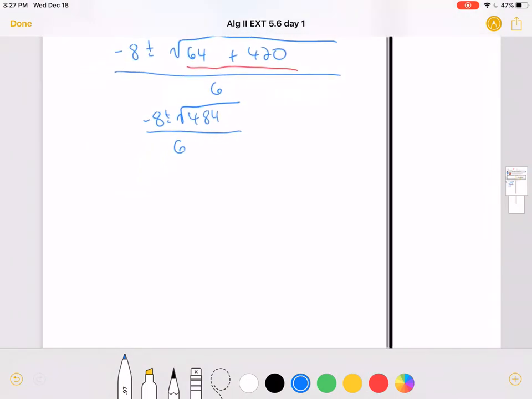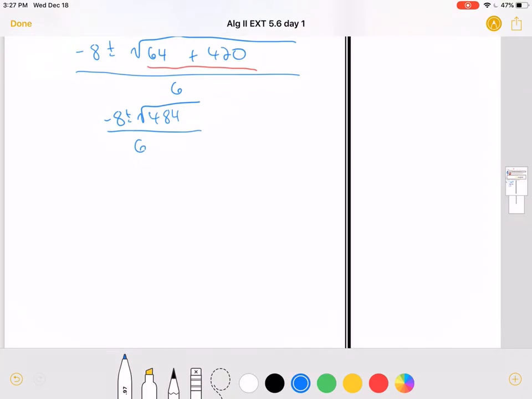Okay, the next thing we need to do is see if 484 is a perfect square. If it is, great. So the square root of 484, again, you should have a calculator for this. You should get 22. So this reduces to negative 8 plus or minus 22 over 6.